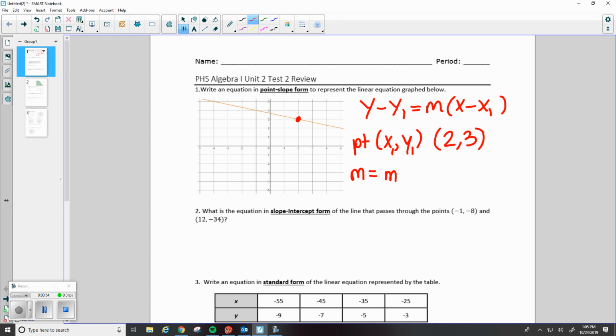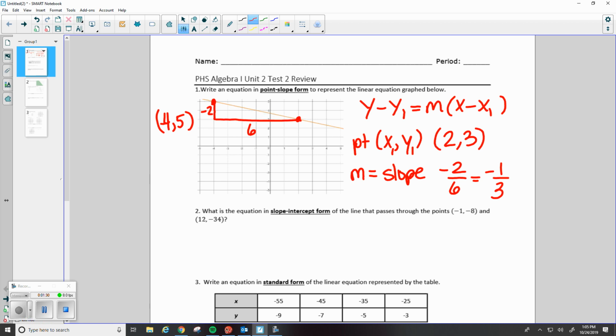And then I need the slope. So I need to find another perfect point. I will go with the point (-4, 5). And so then I'm going to count the slope. The slope is negative because the graph is going down. It's going down 2 over 1, 2, 3, 4, 5, 6. So my slope is down 2 over 6, which reduces to -1/3.